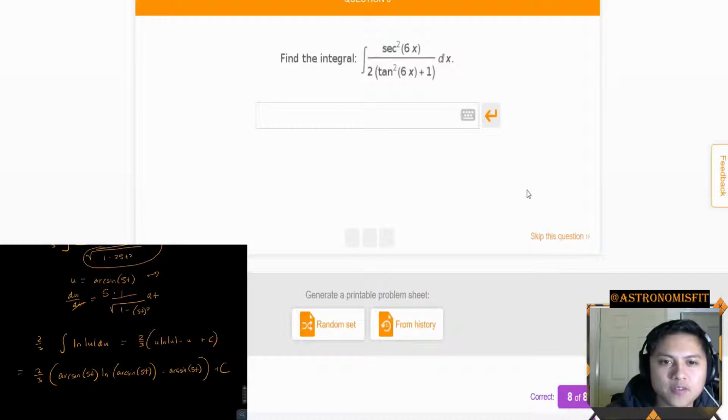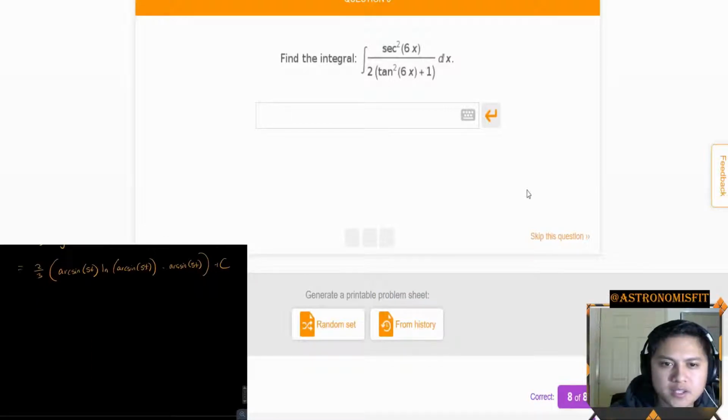Alright, question 9. Find the integral of secant squared 6x over 2 tan squared 6x plus 1. So the derivative of tangent... Wait a minute.